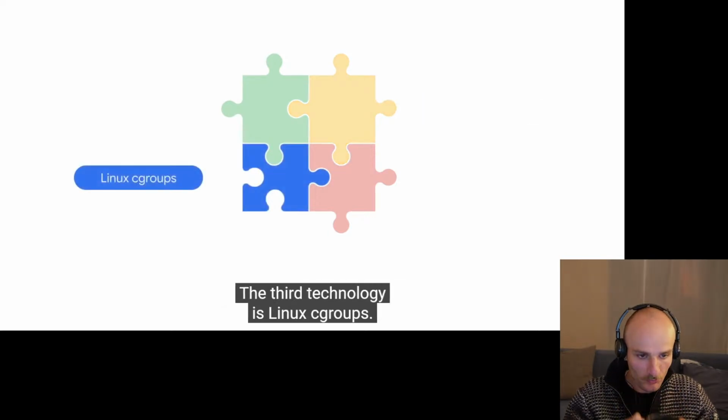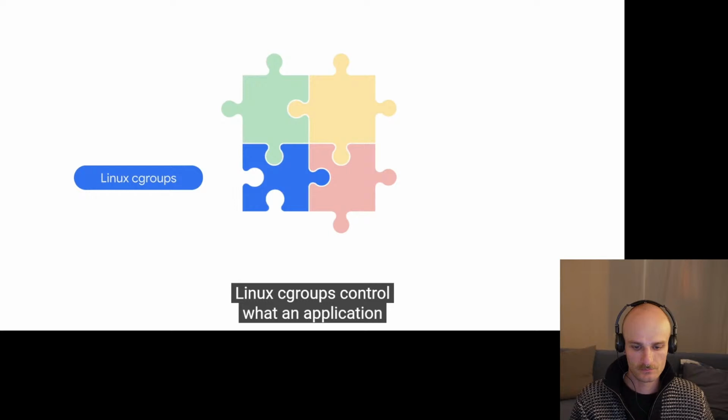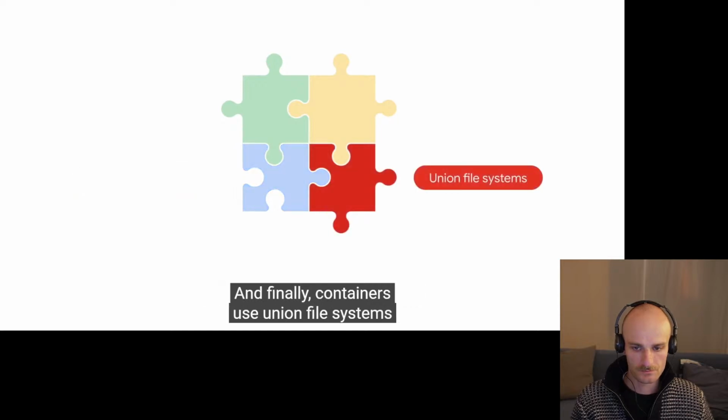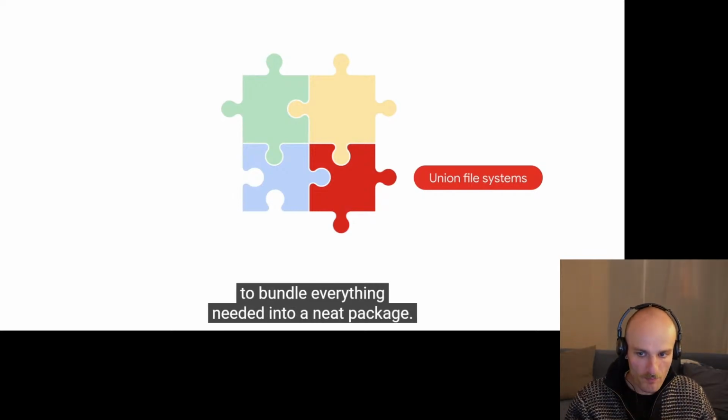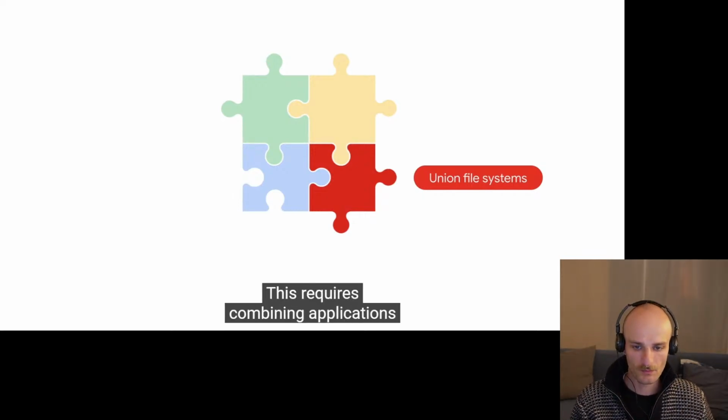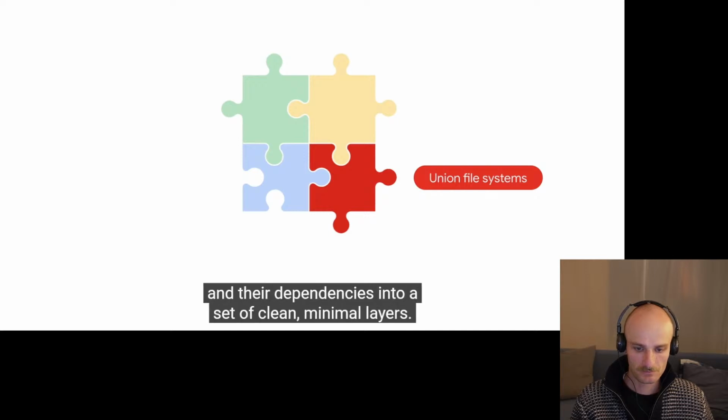The third technology is Linux cgroups. Linux cgroups control what an application can use, such as its maximum consumption of CPU time, memory, I/O bandwidth, and other resources. And finally, containers use union file systems to bundle everything needed into a neat package. This requires combining applications and their dependencies into a set of clean, minimal layers.